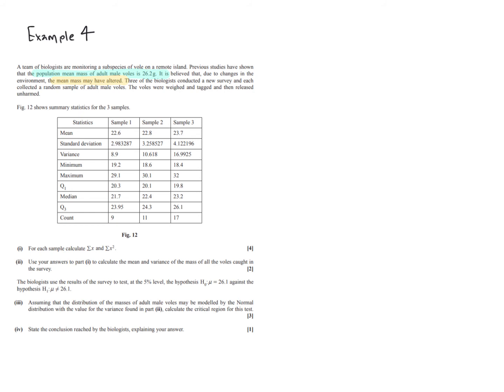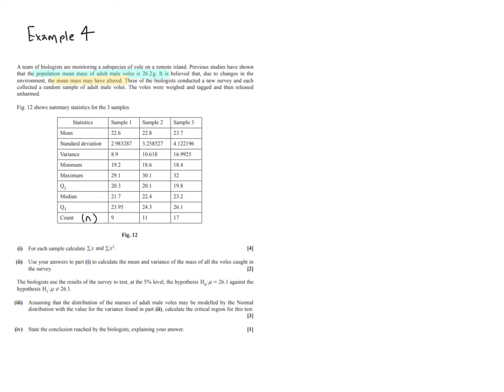And here we have summary statistics. So there were 3 samples. We've got sample means, sample standard deviations, variances, min-max values, quartiles, medians. Now where it says count, that's of course the frequency, so that just gives us the n value for each sample. Now, part 1, for each sample calculate sigma x and sigma x squared. So that's the total of the data items, sigma x, and the total of the x values squared.